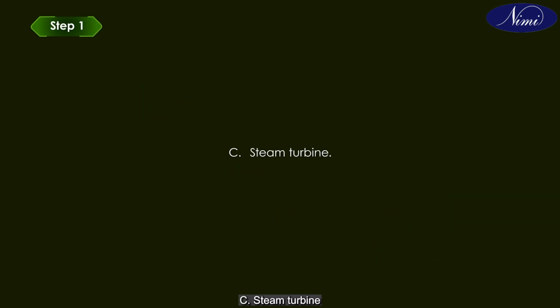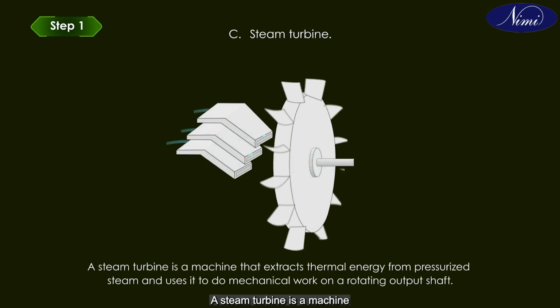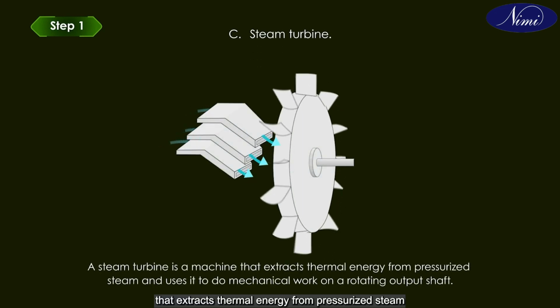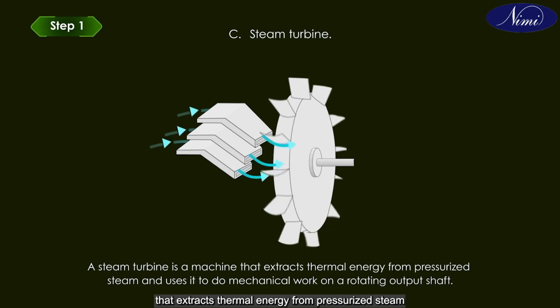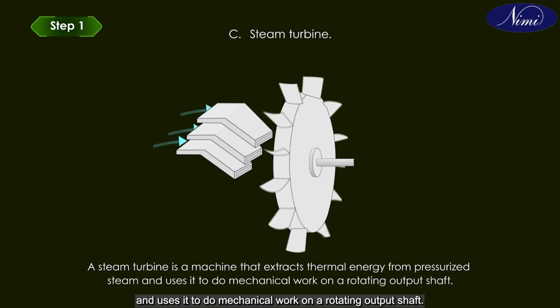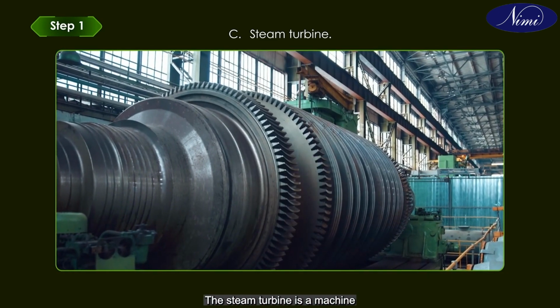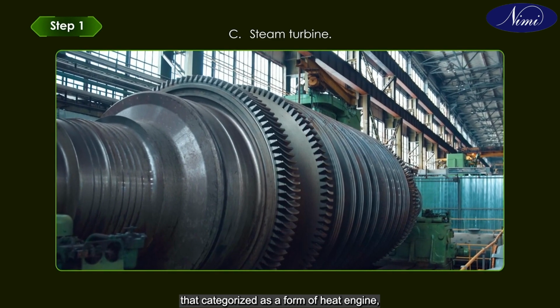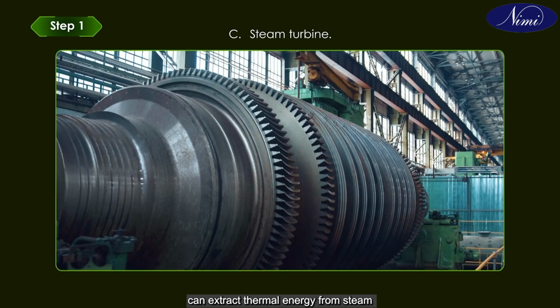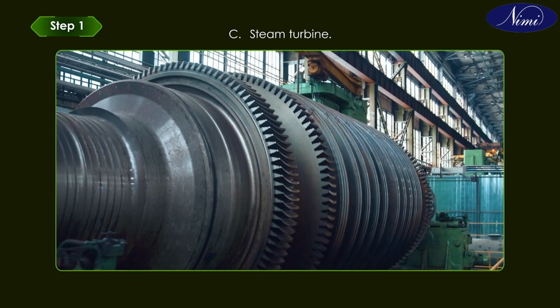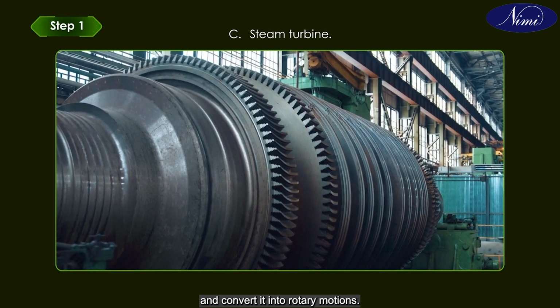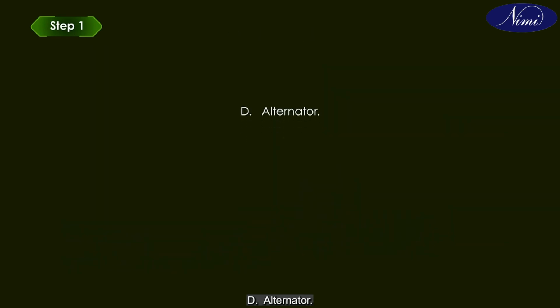C. Steam turbine. A steam turbine is a machine that extracts thermal energy from pressurized steam and uses it to do mechanical work on a rotating output shaft. The steam turbine is a machine, categorized as a form of heat engine, that can extract thermal energy from steam and convert it into rotary motion. D. Alternator.